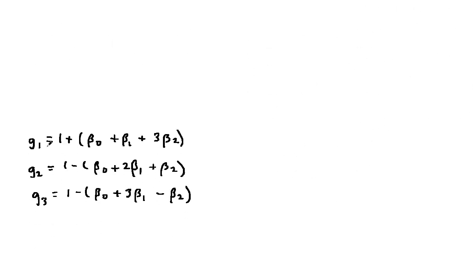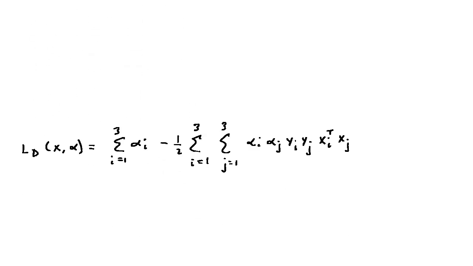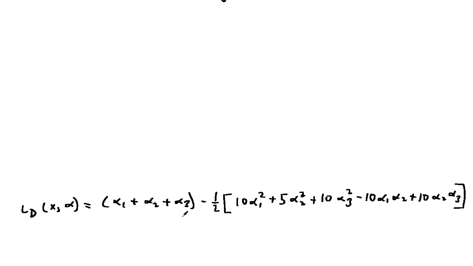So g1 is given by this, if we plug in the values for our data. And similarly, g2 is this, and g3 is this. The dual Lagrangian is given by L sub D of alpha, and this is the formula for the dual Lagrangian. If we plug in the values for our data, we will get this here.